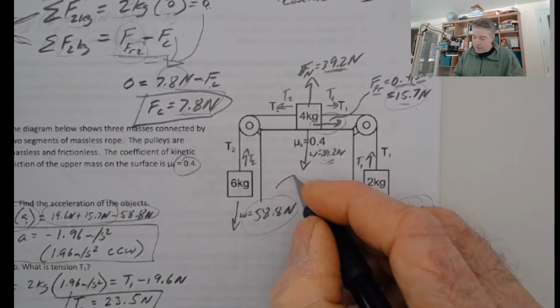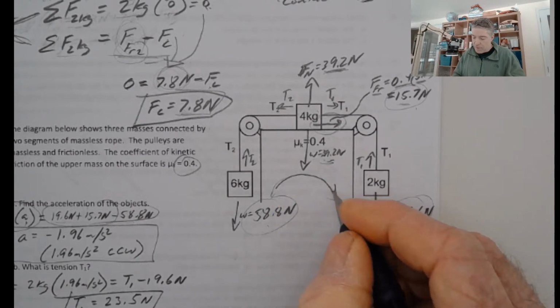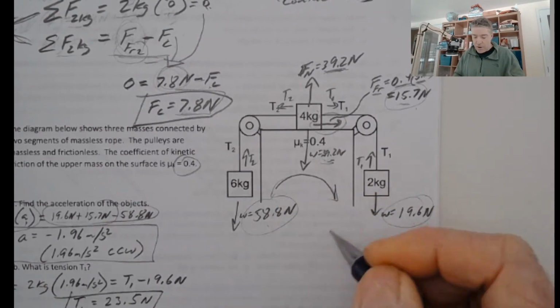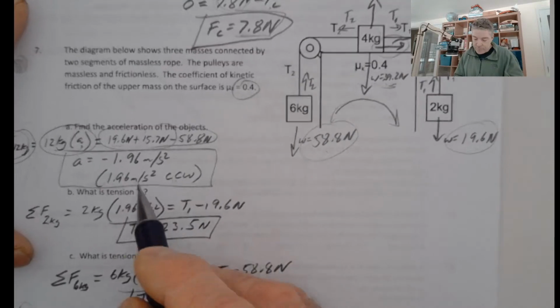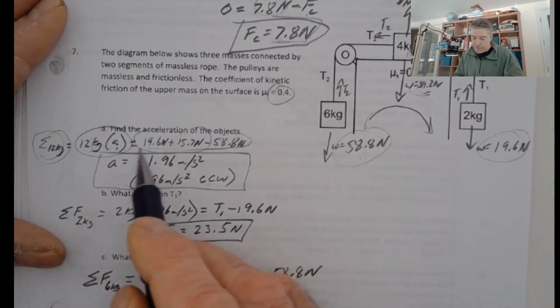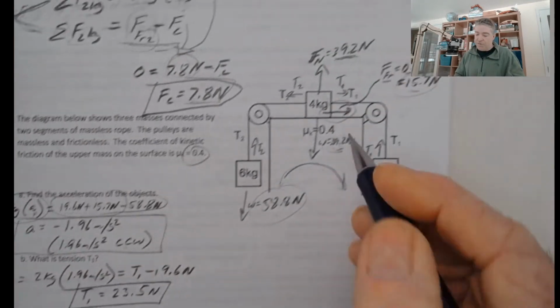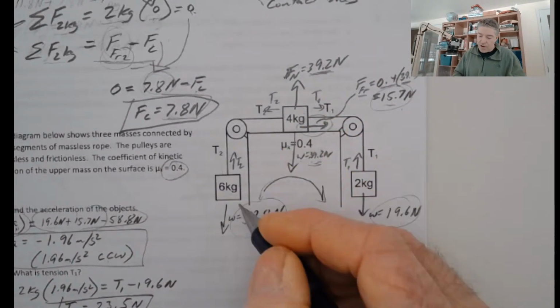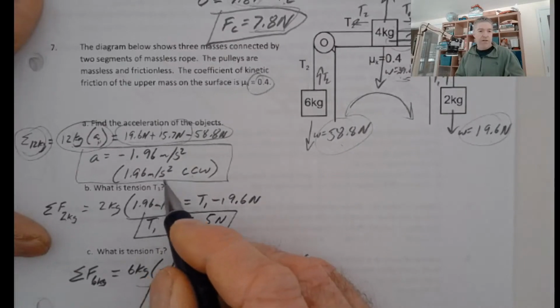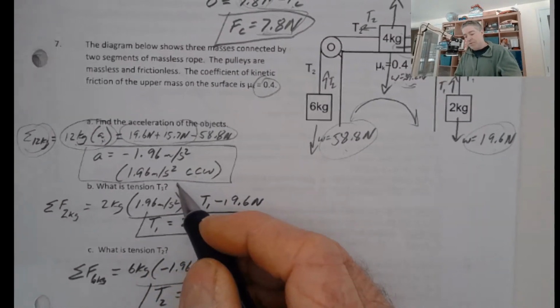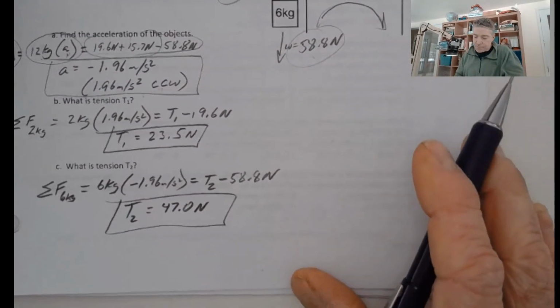And I'm calling this positive. I always just like to say clockwise is positive for this. So when I do this, and I solve for A, I get negative 1.96, which tells me it's going counterclockwise. So I've clarified the acceleration is 1.96 meters per second squared counterclockwise.